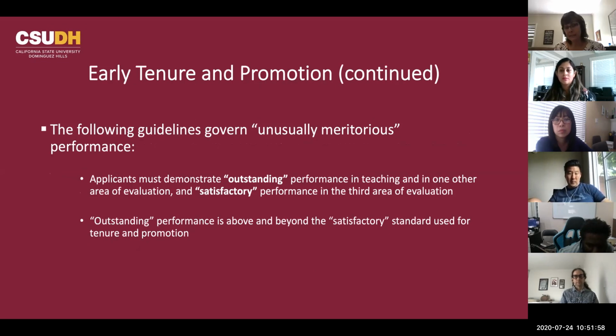And again, this screen recaps what we were talking about earlier: you have to be outstanding in teaching and one of the two other areas and a minimum of satisfactory in the third area. So you cannot get any unsatisfactories and be eligible for early tenure and promotion.